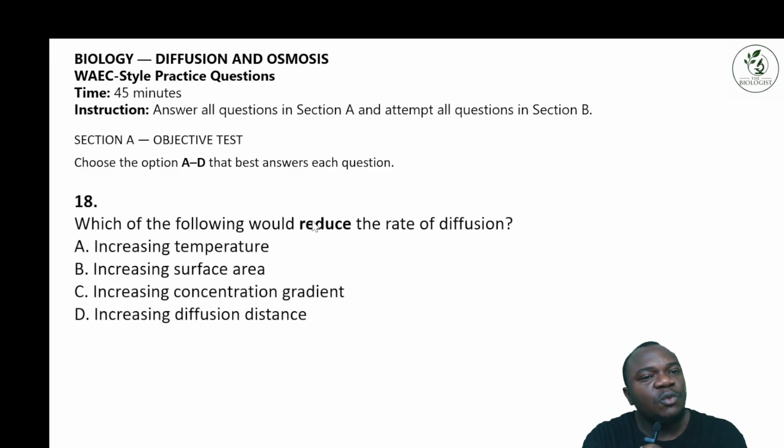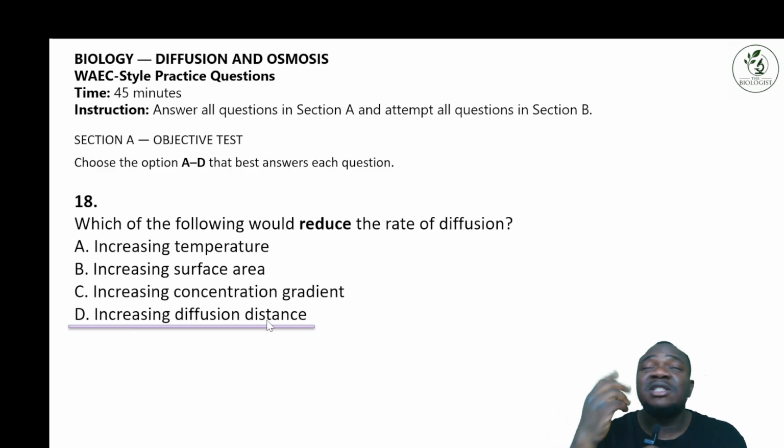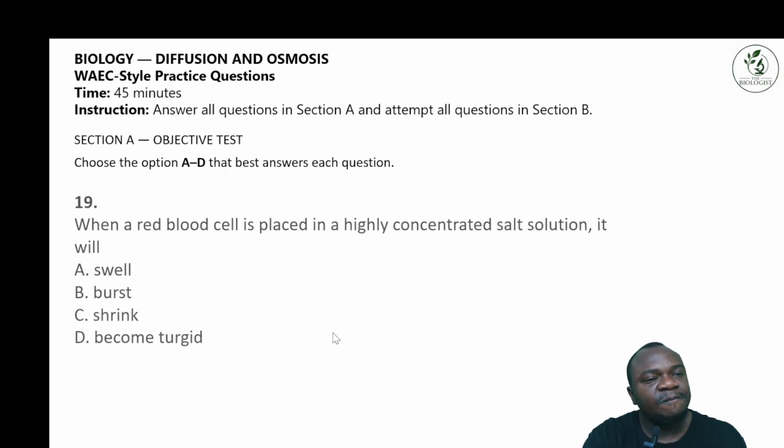Which of the following will reduce the rate of diffusion? So, increase in diffusion distance. I explained this in my video about diffusion. The increase in the diffusion distance, because it will take the molecules a longer time before they can spread out to all parts of the container or all parts of the surface area.